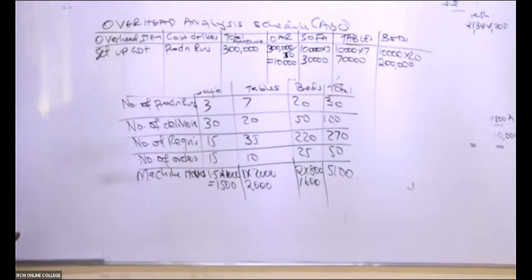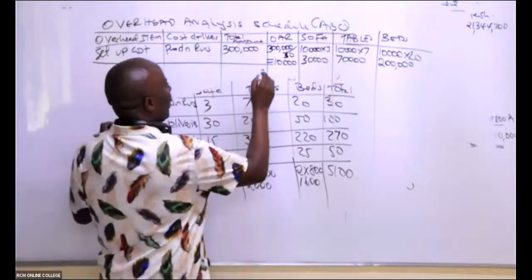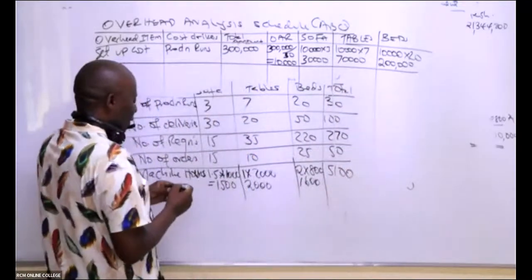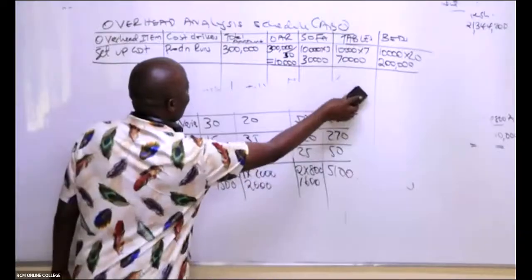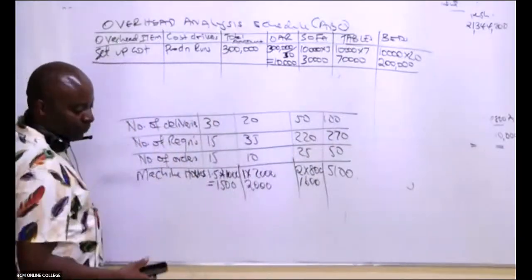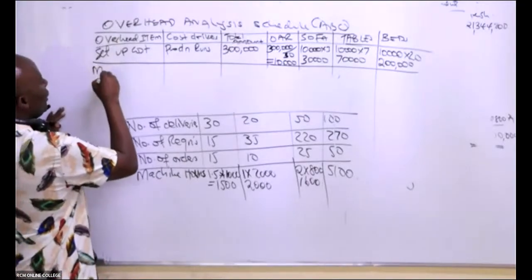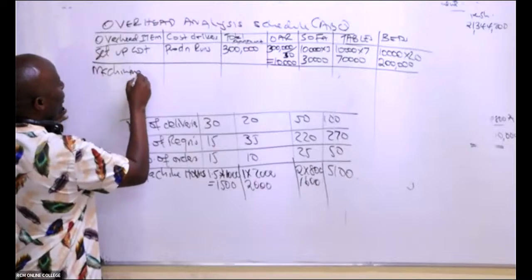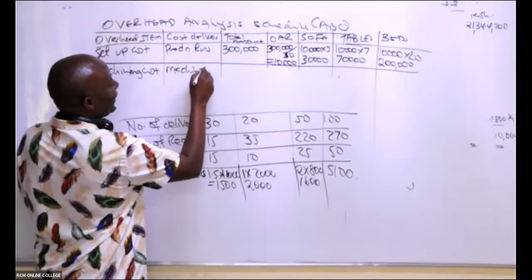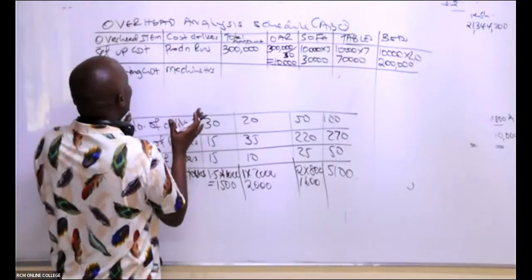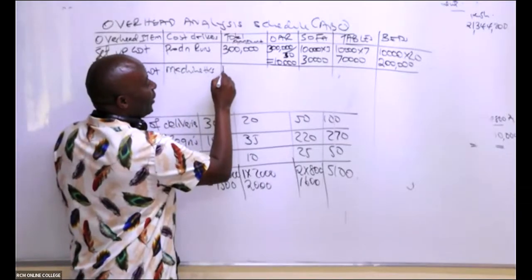Let's straight away go to the second overhead item. The second overhead item that we have there is known as who? Machining. So they want us to absorb machining costs. What is the cost driver? Machine hours. How much is the total amount for machining cost? 1.2?